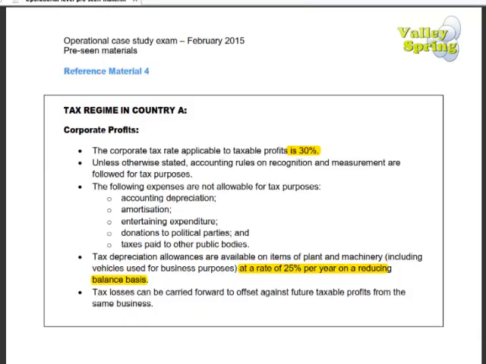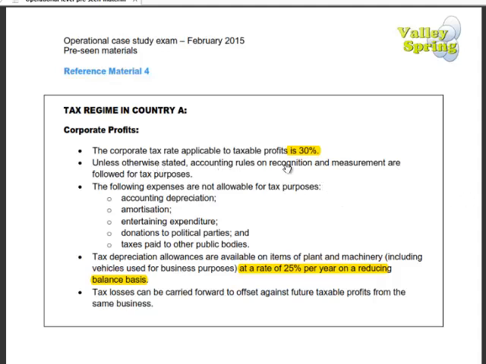Now, so far we've seen very little to do with financial accounting and reporting. And when we look at this information about the tax regime in country A, we can see that the tax rate applicable to taxable profits is 30%, and yet if we look at the statement of comprehensive income, the tax charge is about 22%. So I've got a question there. Is there something that we need to know, or is there something going to be talked about?